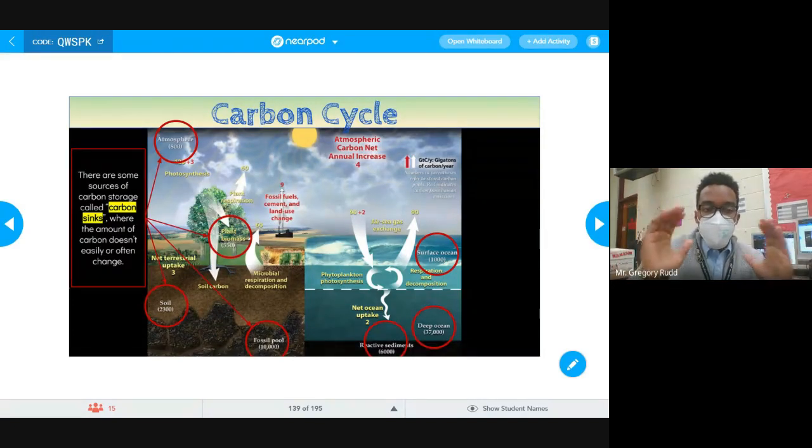But the ones that have the numbers in parentheses represent what are called carbon sinks. And these are places that store carbon. So the amount of carbon isn't necessarily changing very often here. The ocean is a huge carbon sink.